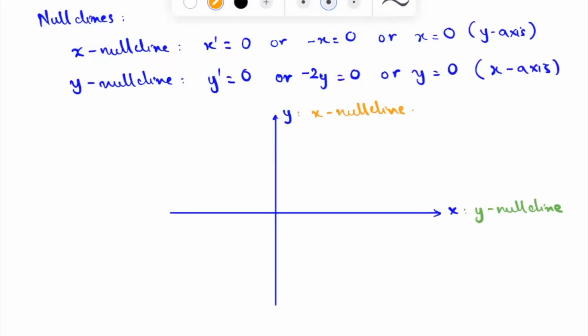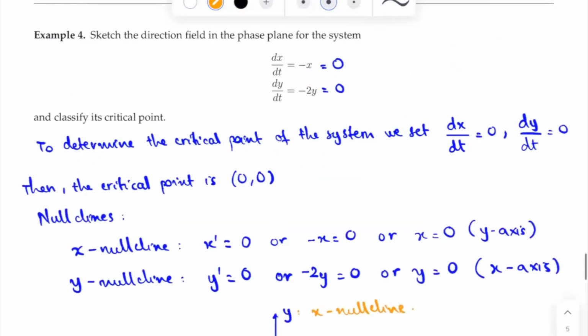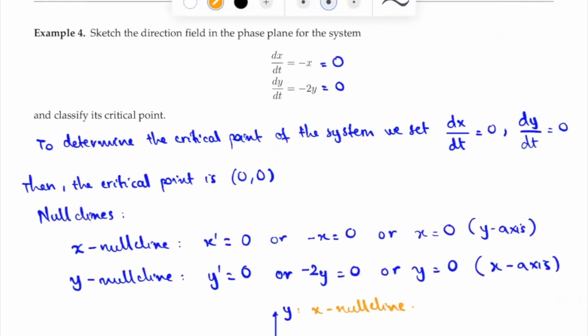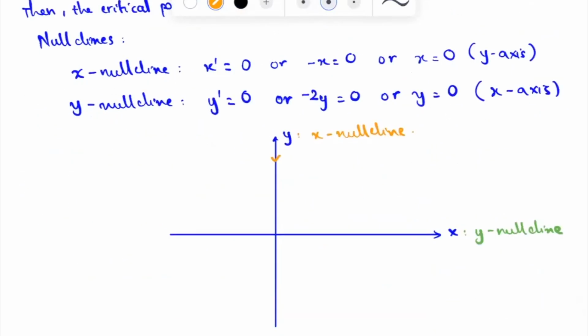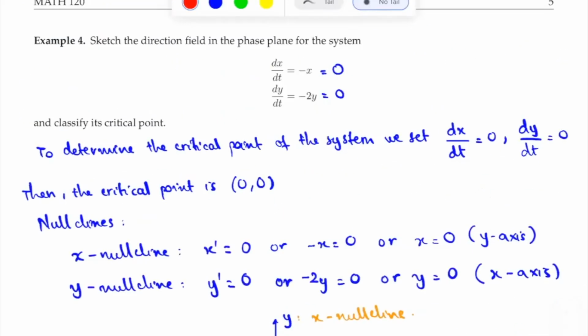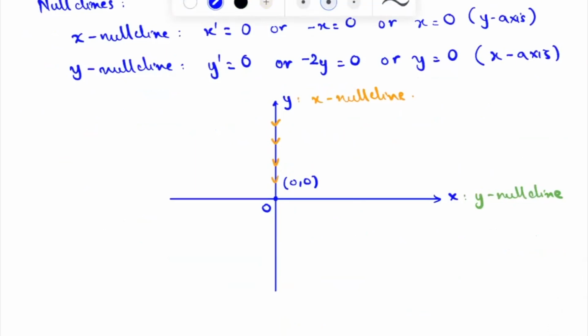Now on the x nullcline, right? dx/dt is equal to negative x. So when x is positive, dx/dt is negative. When dx/dt is negative, that means it's pointing down, right? It's decreasing, so it's pointing down. So this is the origin, the critical point (0, 0). Doesn't matter how many arrows you use here, you can use 1. When x is less than 0, then dx/dt is positive. So therefore, it's increasing.